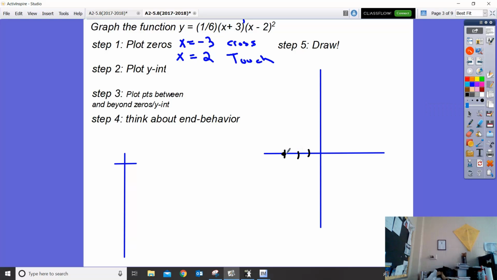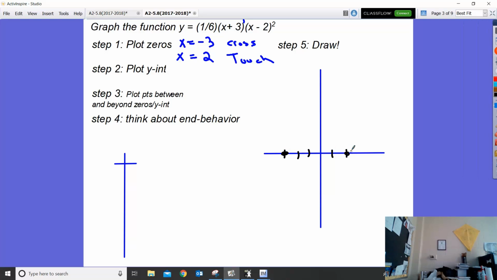Anyways, I can plot those pretty easy. That -3 and 2. You always want to go after the y-intercept on these. The y-intercept is easy to find. How do you find a y-intercept? What do you plug in? Let x be 0. You just plug in 0. Your y-intercept is 1/6 of a 0 plus 3 times a 0 minus 2, all squared. You could use a calculator, or do it in your head. 0 plus 3 is 3. 0 minus 2 is -2, and -2 squared is 4.